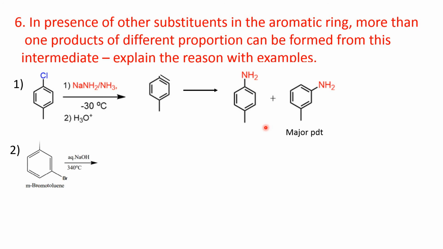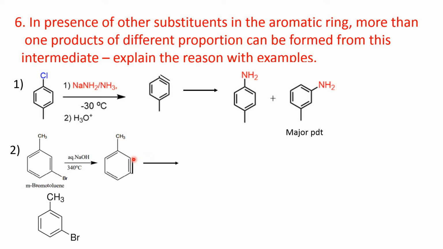Now I'll take the second example. Here you see, this is the benzyne. And this methyl group is an electron releasing group. Through the plus I effect, it will destabilize the carbanion. So if the negative charge is formed here, then it will be more localized, that means more destabilized. That means the negative charge will form preferably here. So the nucleophile will be here. That means the ortho product will be obtained.